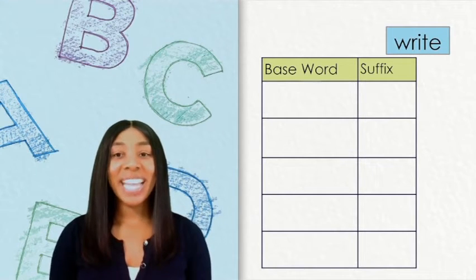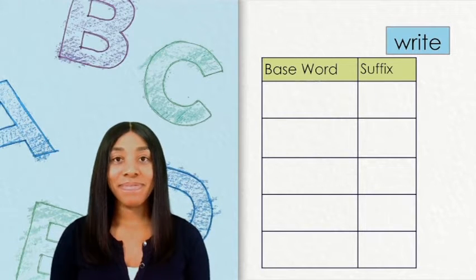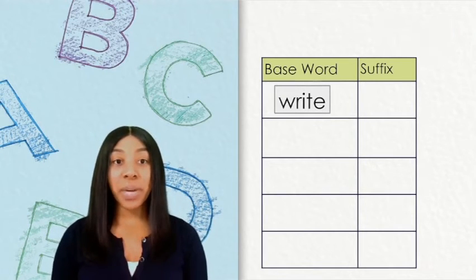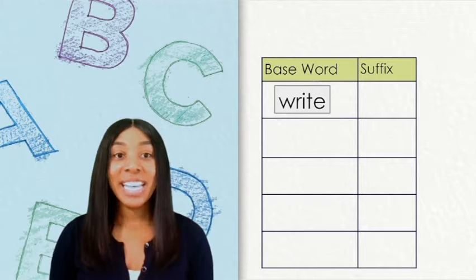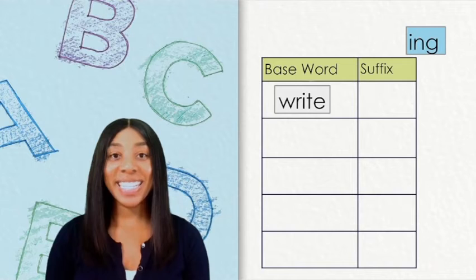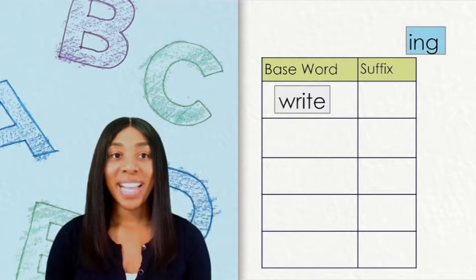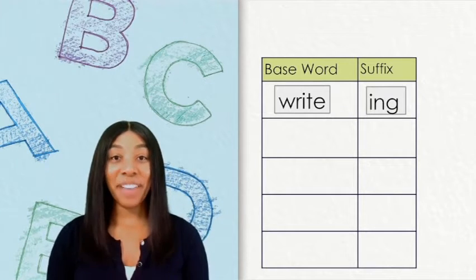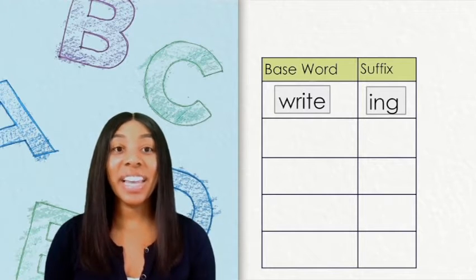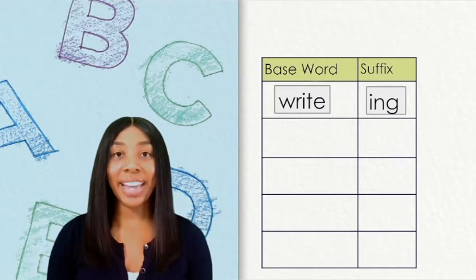Right. Is this a base word or a suffix? Right is a base word. We can add affixes to it to change its meaning. Ing. Is this a base word or a suffix? Ing is a suffix. We can add it to the end of a base word to either mean action or process or again.